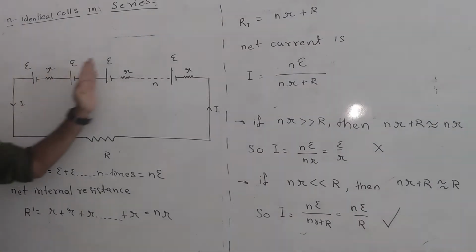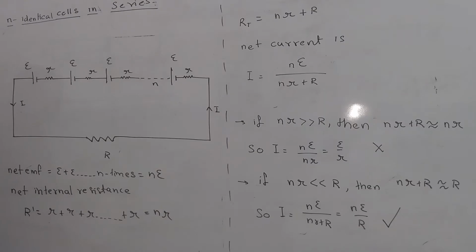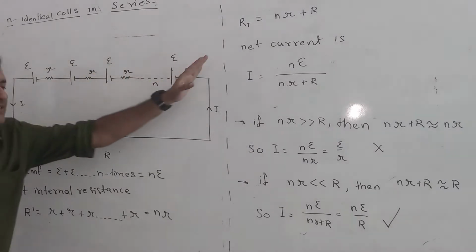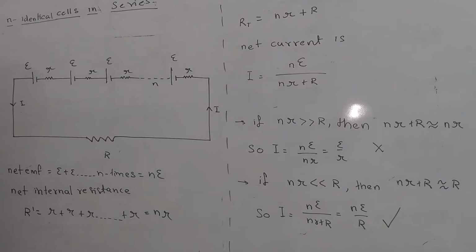Now this series configuration is used to supply current to an external resistance R. What we have to find in this derivation is the possibility of taking out maximum current from this configuration. So let us begin with the derivation.